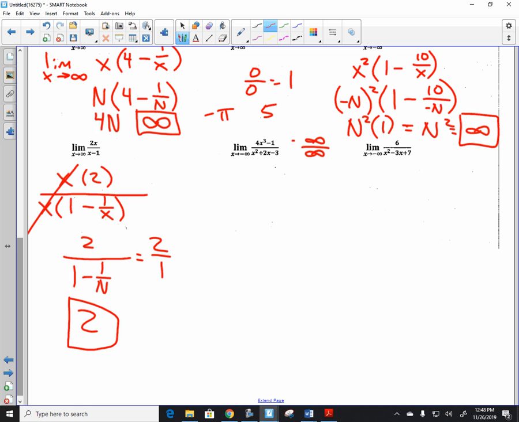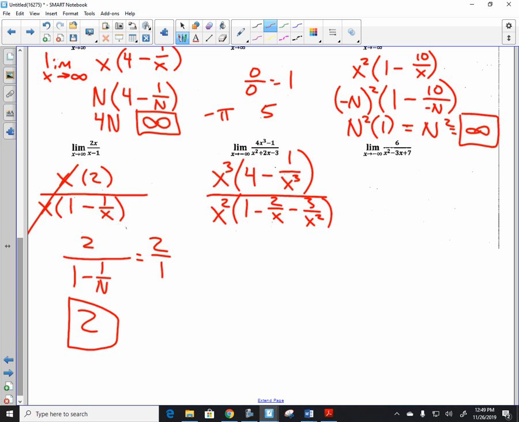We're going to make it super easy. What do you think I factor on the top? Awesome. Factor out an x to the third. What are you left with? Good. Now, what do we factor out of the bottom? X squared. What are you left with? Great.